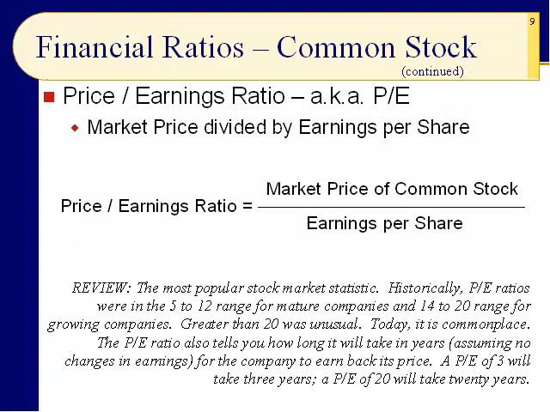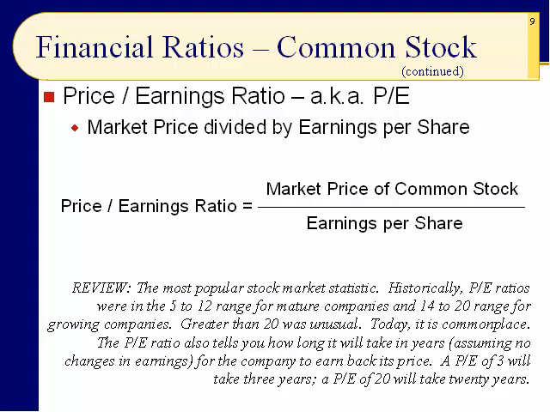So let's go back and now review PE, the price to earnings ratio. This is arguably the most popular stock market statistic. This is the one that people will key on when they're looking at the individual stocks they're interested in or the market as a whole. And historically, PE ratios were in the 5 to 12 range for mature companies, 14 to 20 range for greater growing companies. But greater than 20 was unusual.